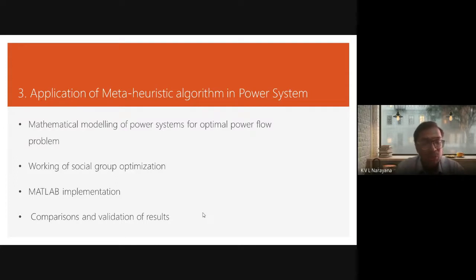And later I will show the results of the social group optimization, in comparison with 4 more algorithms, that is genetic algorithm, particle swarm optimization, Grey Wolf optimization, and differential evolution. Then only we can come to know the importance of social group optimization, how it performs, the performance of the social group optimization over other algorithms.